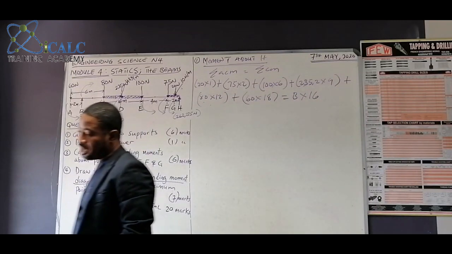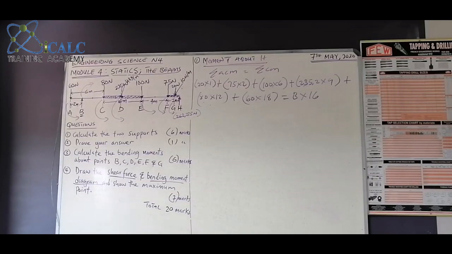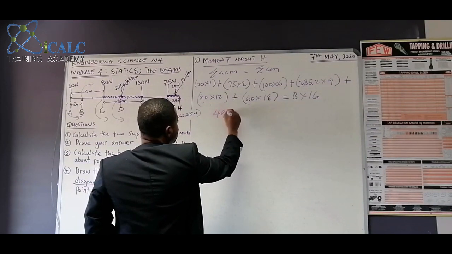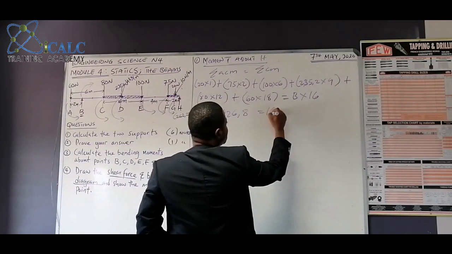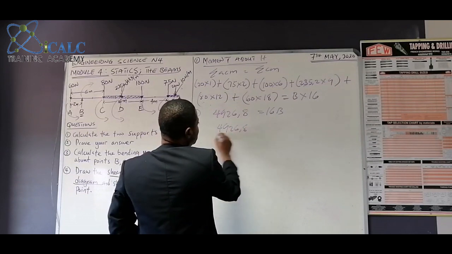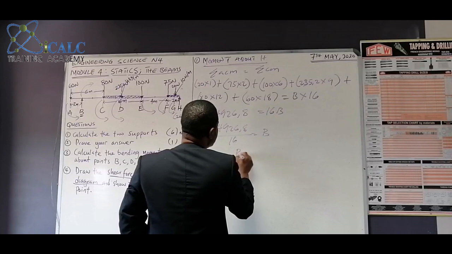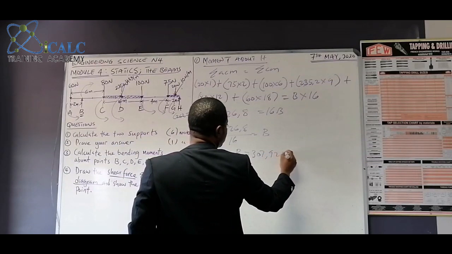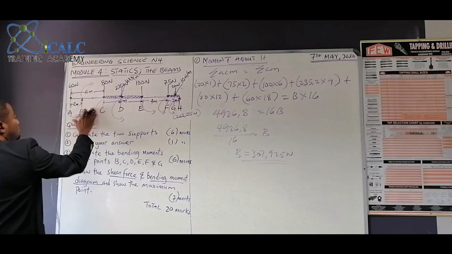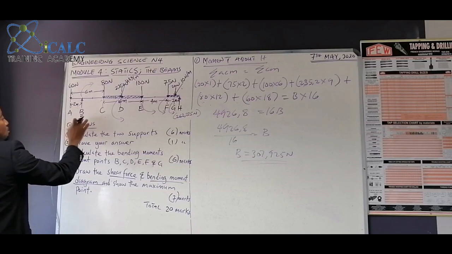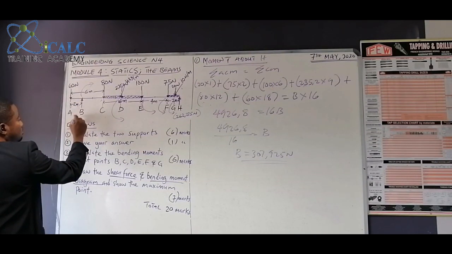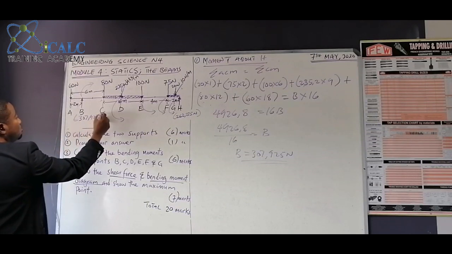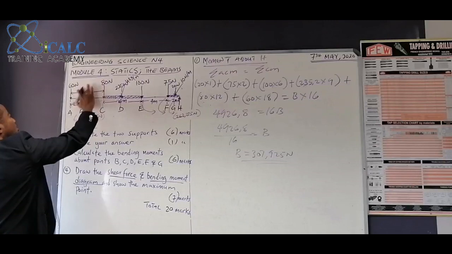So if we add all that together, we shall have 4926.8 equals 16B. So 4926.8 all divided by 16 will give us B, and B will be equal to 307.925 Newton. I also suggest that we write the value for B here, 307.925 Newton. Then we clean all this.